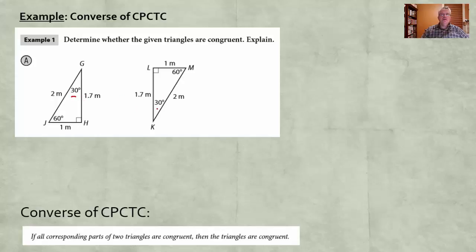Okay, so start checking the angles. This 30-degree angle matches that 30-degree angle. That 60 degrees matches this 60 degrees. This right angle matches that right angle. So they have three sets of matching angles. Let's check out the sides. This 2 meters matches that 2 meters. This 1 meter matches that. And this 1.7 here matches that 1.7. All their corresponding parts are congruent, so the triangles have to be congruent. And again, they would perfectly overlap. So yes, these are congruent.